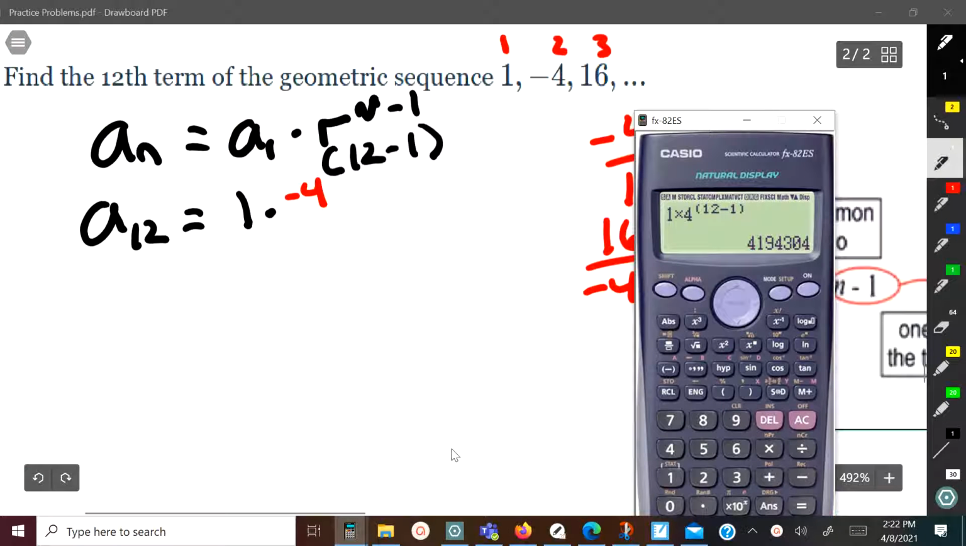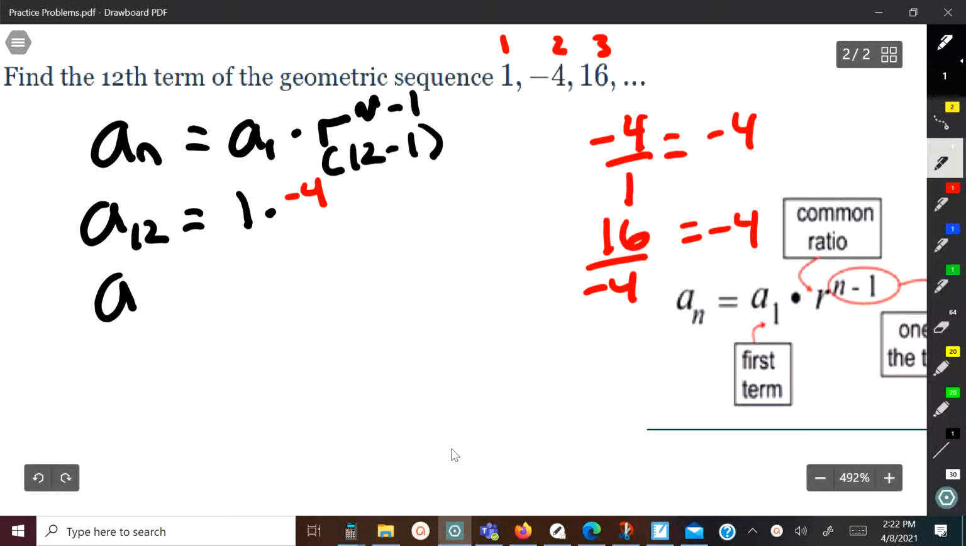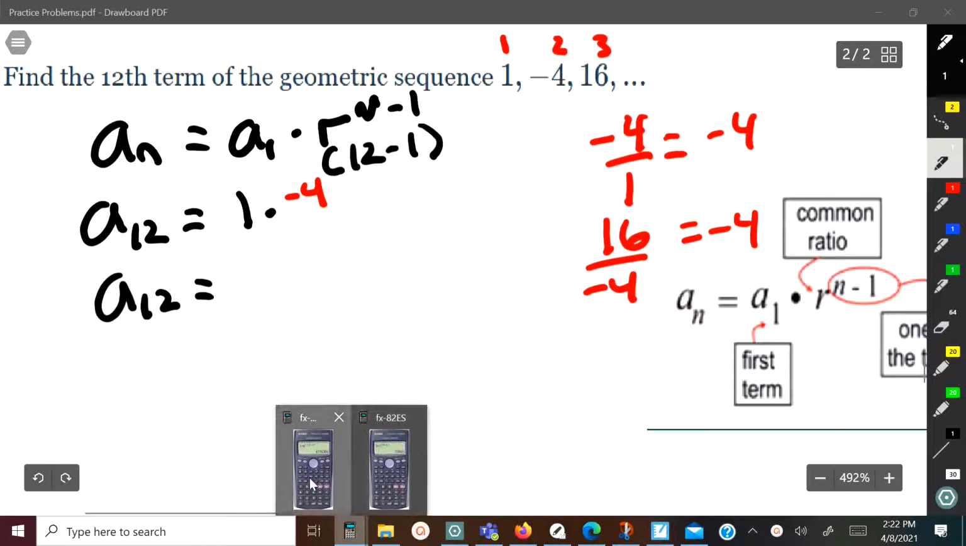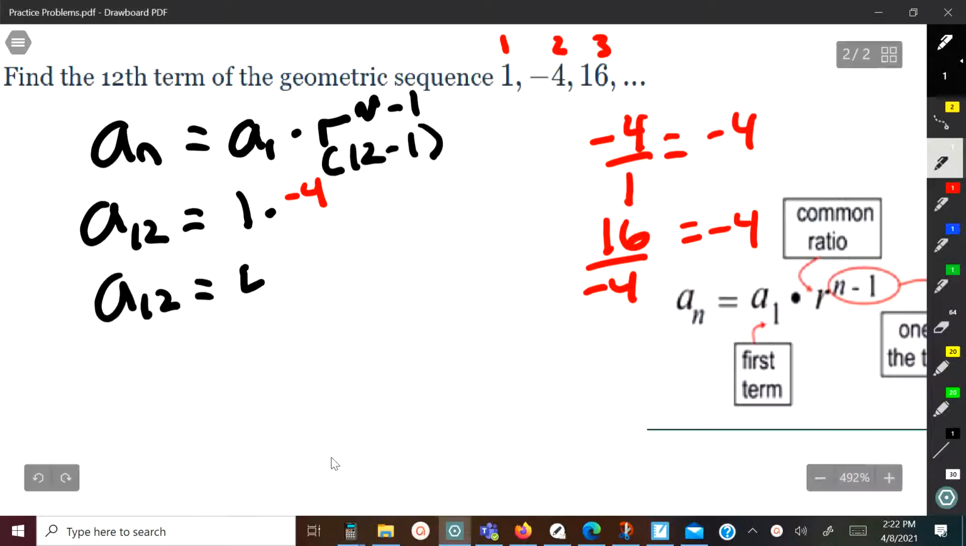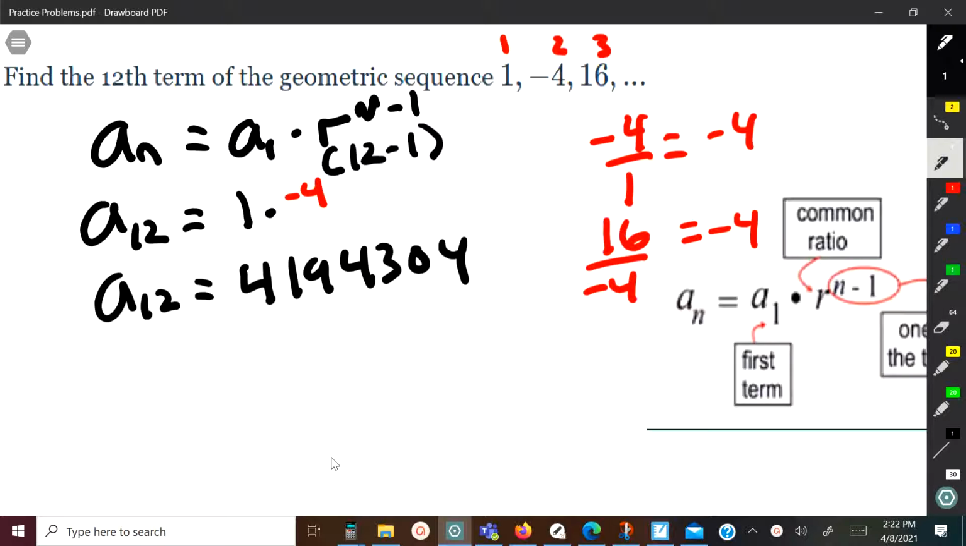So the answer for a sub 12 is this big huge number here: negative 4194304. And that's your answer.